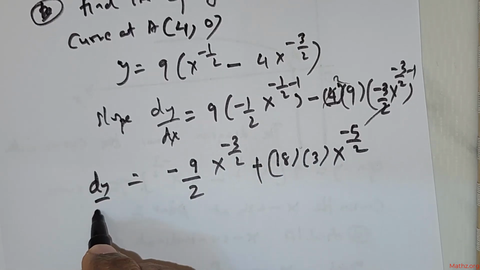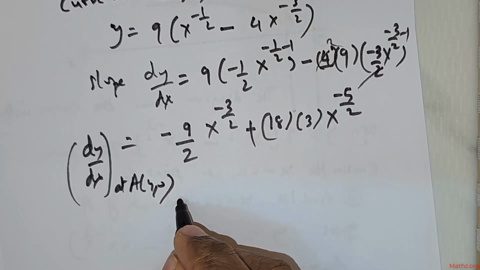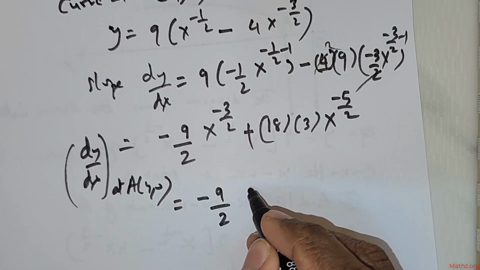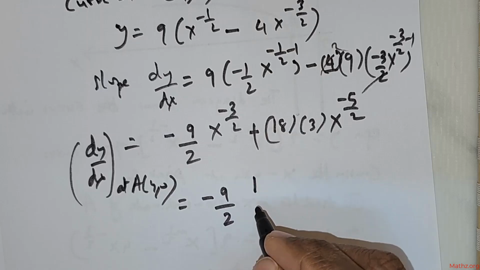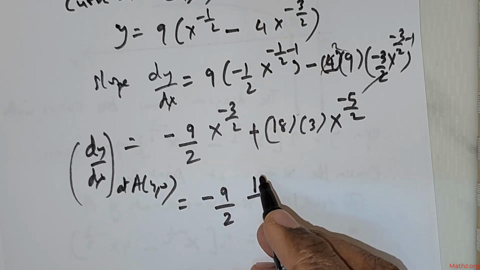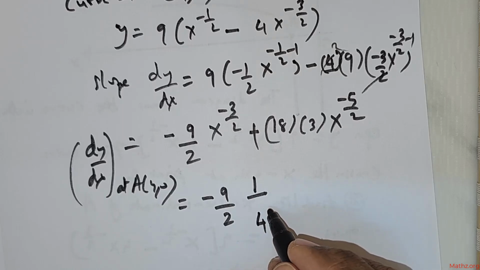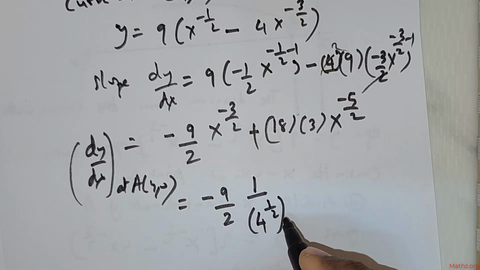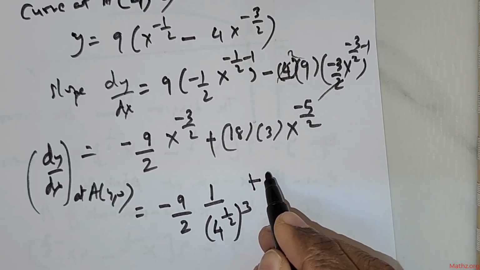Now this is dy over dx. We need to get it at A of 4 comma 0. So that in turn would mean negative 9 over 2 times, I have to place 4 there in place of x. So let me push the x down. So that's going to be 4. I am going to be rewriting it as 4 raised to the power of 1 over 2, and I will move the 3 out. That will be simple to solve.